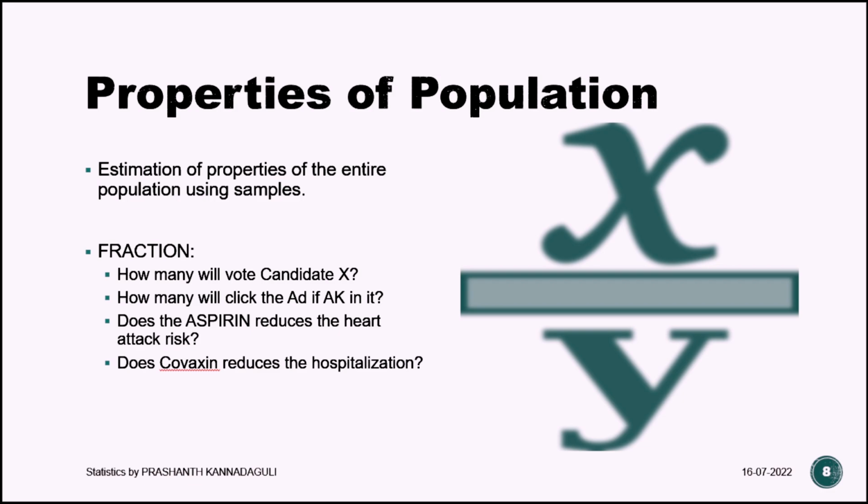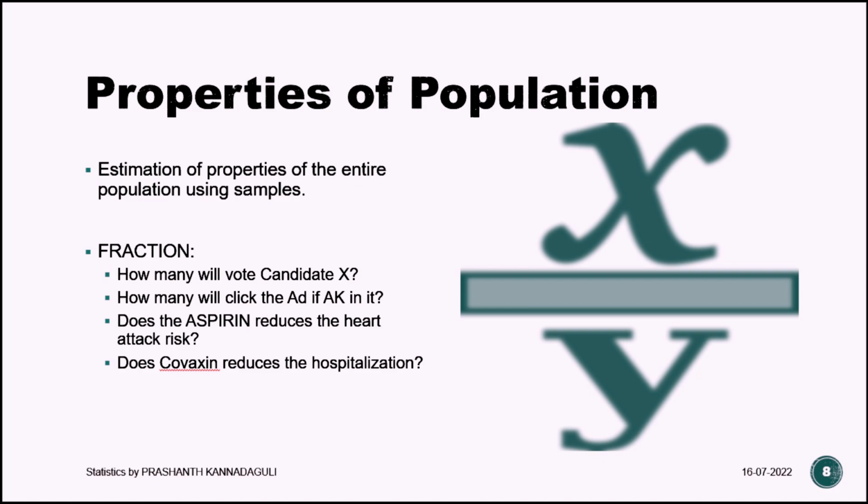I select a few people, I talk to them, and whatever I judge, I'll make a decision. Okay, most of them have voted for this party, so that party will win. You are actually deciding the properties of the whole population who voted, but you are not talking to each one of them to make this decision. So that's the idea, right? And that's how we bifurcate population and sample. First thing. Then, what are the various properties of the population?